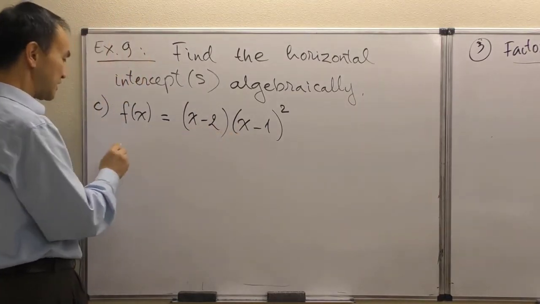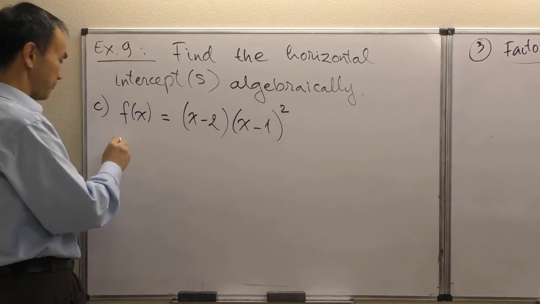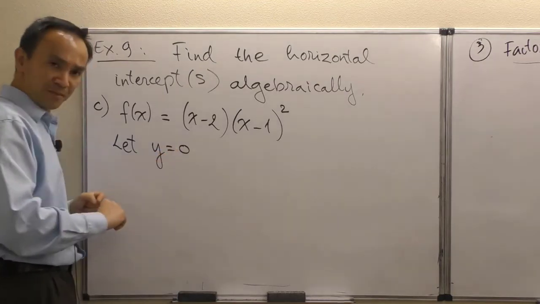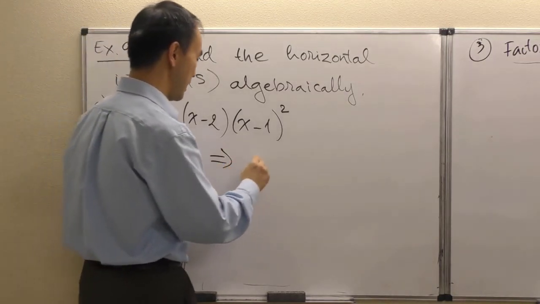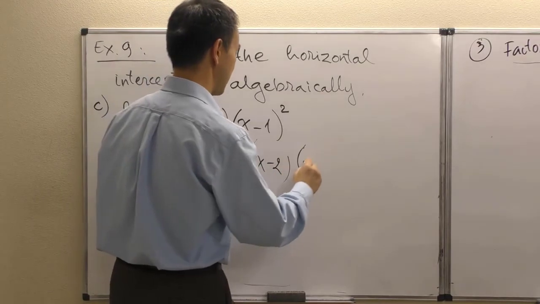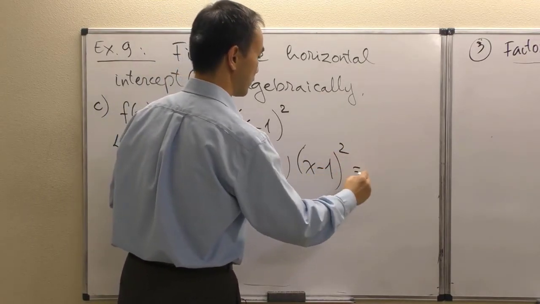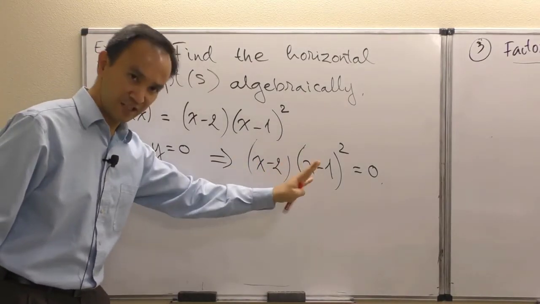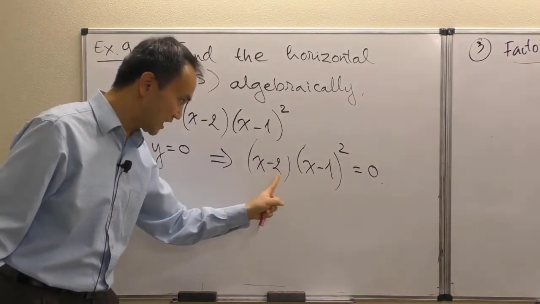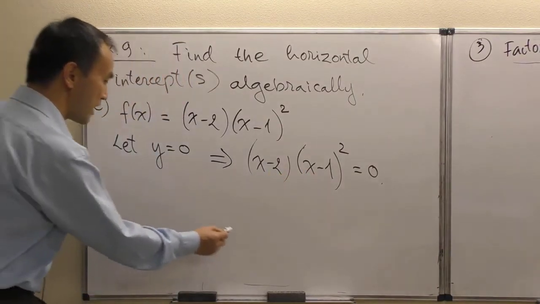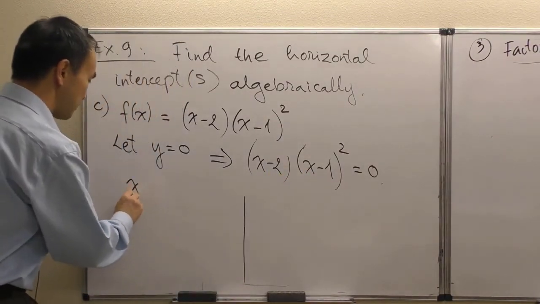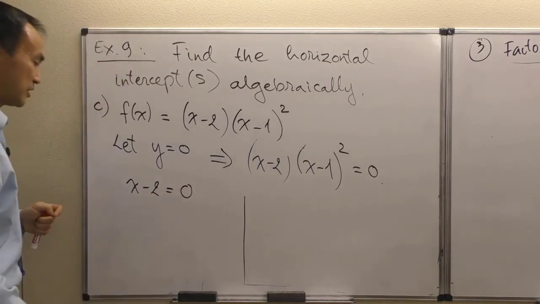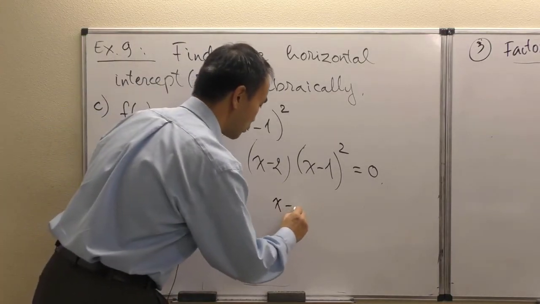On those distinct factors, once again, to find the horizontal intercepts, we're going to let y equal 0. And y equals 0 leads to x minus 2 times x minus 1 all squared equals 0. I was talking about distinct factors, so these are the only two distinct factors. One of them is x minus 2 as a distinct linear factor, so x minus 2 equals 0, and then x minus 1 equals 0.